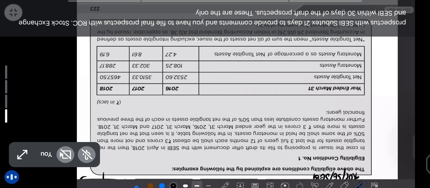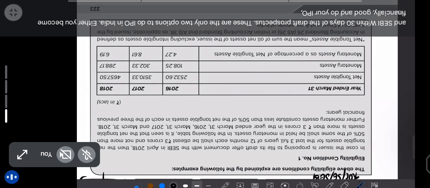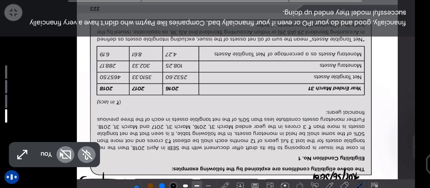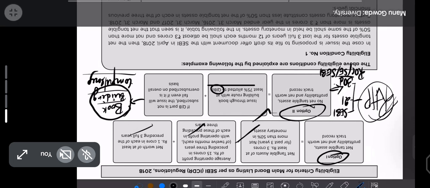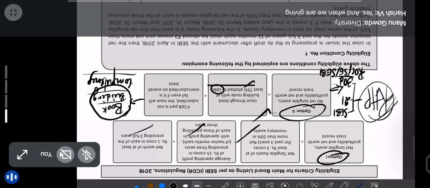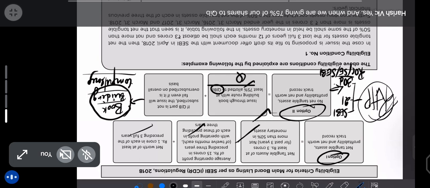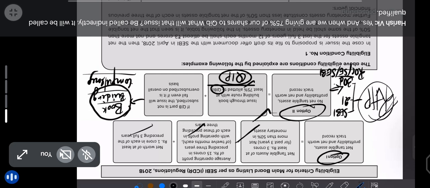These are the only 2 options to do IPO in India. Either you become financially good and do your IPO, or even if you're financially bad, companies like Paytm, who didn't have a very financially successful model, they ended up doing option 2. Under option 2, 75% should be allotted to QIB. Who is QIB? Qualified institutional buyer. Yes, and when we are giving 75% of our shares to QIB, what will that issue be called? Indirectly, it will be called qualified institutional placement.